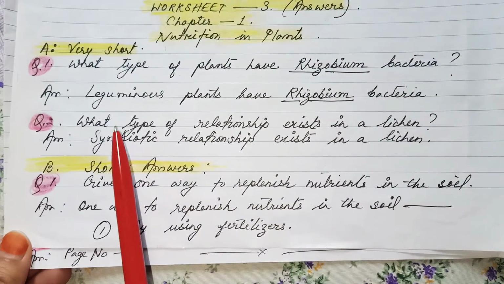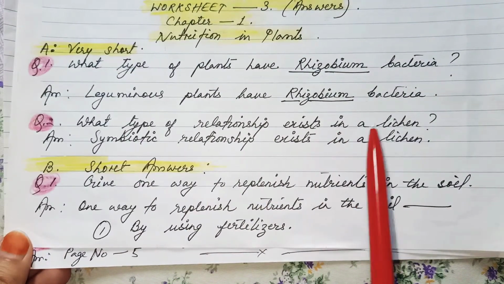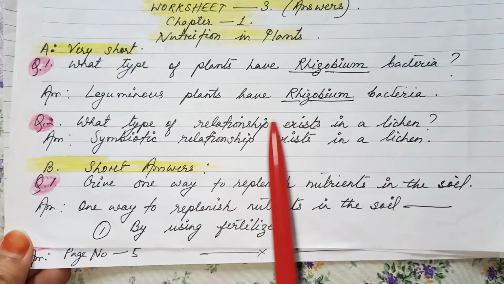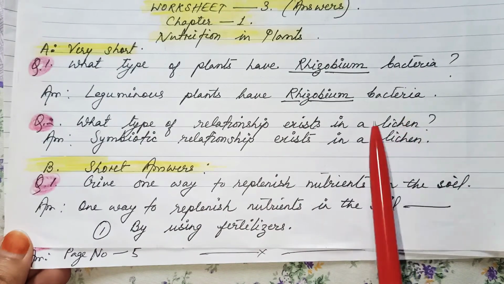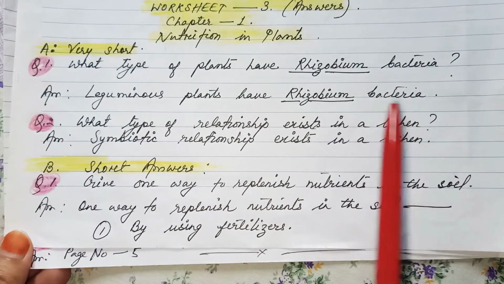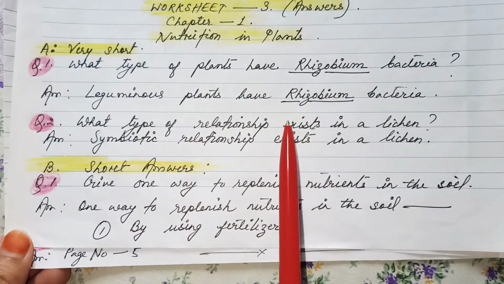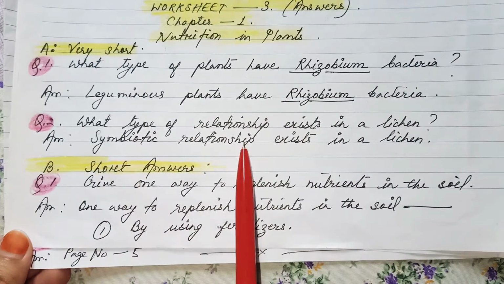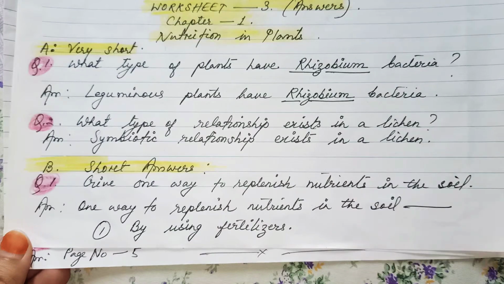The next question is: what type of relationship exists in a lichen? Here it is asking about lichen, which is a symbiotic relationship. The question is asking what type, so the answer is: a symbiotic relationship exists in a lichen.